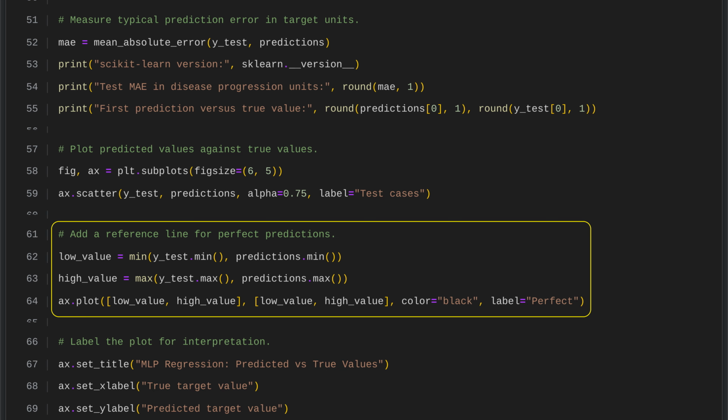To show perfect predictions on a plot, draw a reference line across the full range of both true and predicted values. The range starts at the lowest value found in either set and ends at the highest value found in either set. A black line through this range marks where predictions would fall if they exactly matched the true targets.